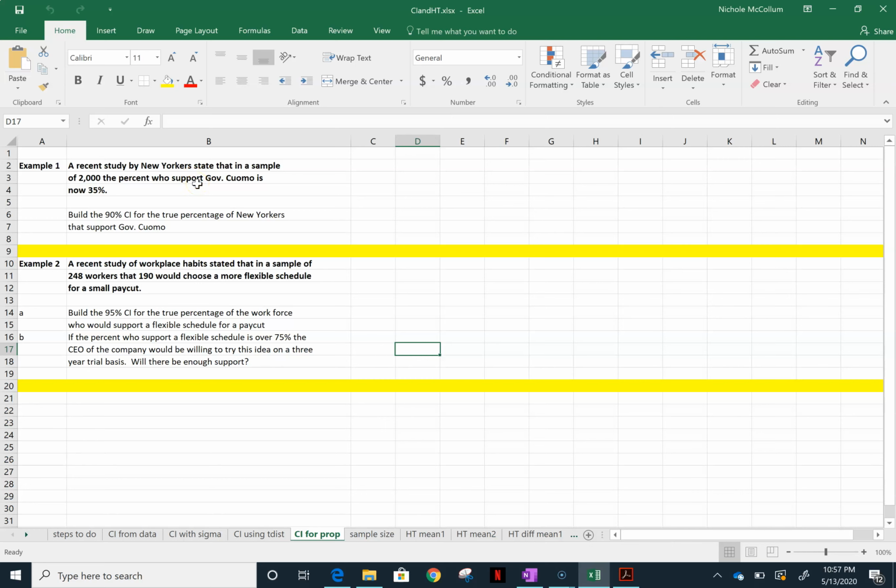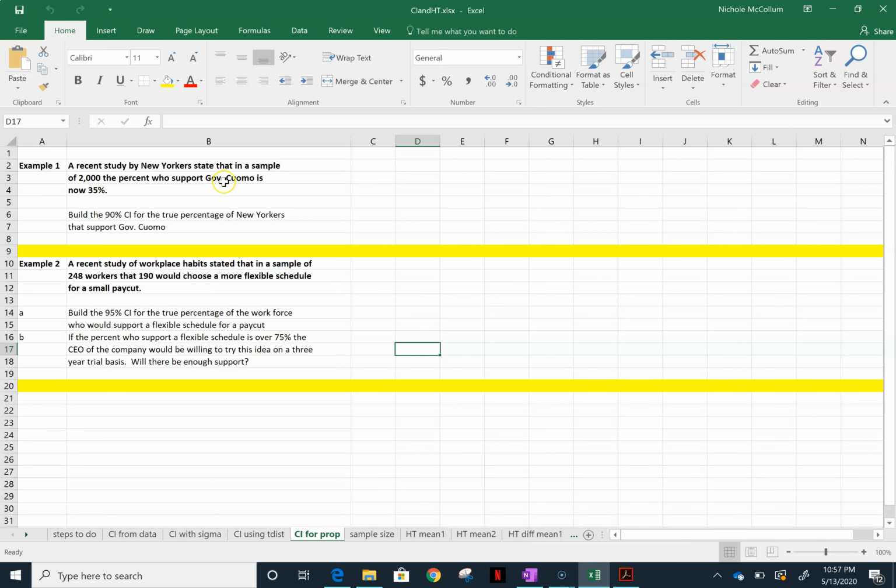For example, 1. A recent study by New Yorkers states that in a sample of 2,000, the percent who support Governor Cuomo is now 35%. Build the 90% CI for the true percentage of all New Yorkers that support Governor Cuomo. Well, it's very important to me that hopefully this sample was done representative and random, so that way I can take the data in the sample and push it to the larger crowd utilizing confidence intervals.